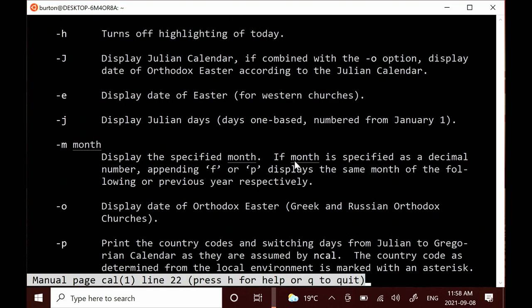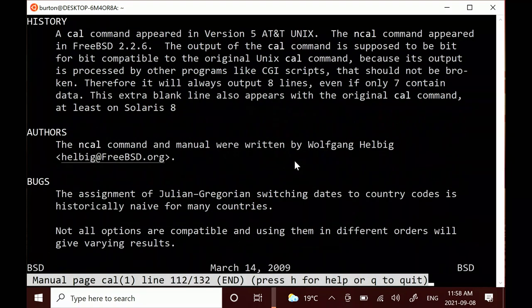How long does this man page go on for? Quite a while. But this is one of the standard forms in which documentation is provided to you. Now, of course, you can look it up on the internet too, but if you're just working on the command line interface, this is what you're faced with.